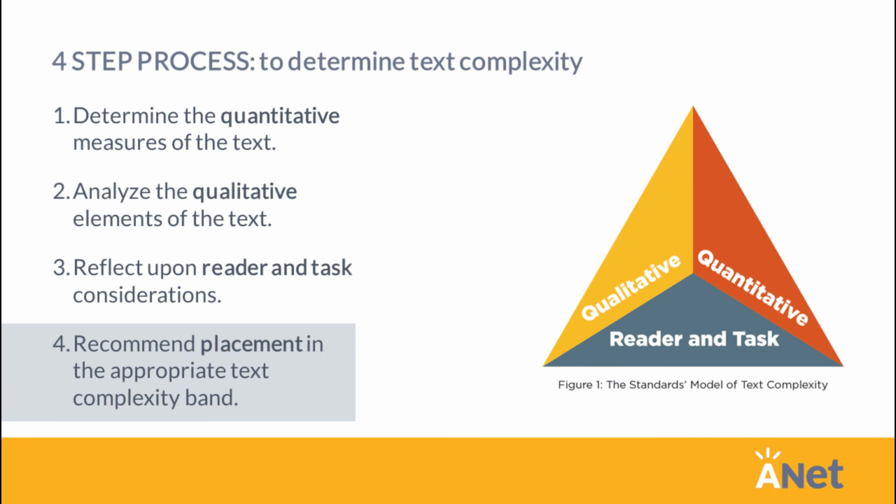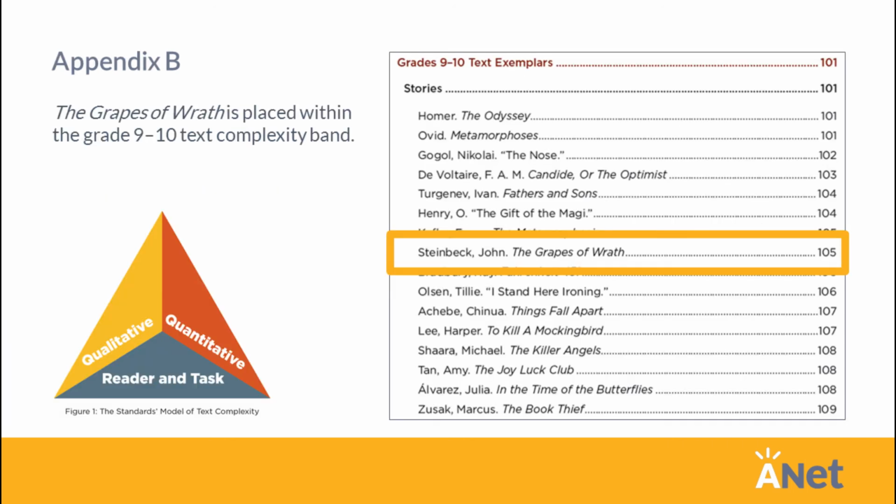So now that we've considered each dimension of this text complexity, we can finally fully recommend placement in the appropriate text complexity band. Earlier, we tentatively recommended that we place this text in the high school grade band. I think that recommendation still makes sense. And in this case, we can confirm our thinking via Common Core Appendix B, which places The Grapes of Wrath in the grades 9 to 10 band. If you're interested in reading more about the texts that Common Core has selected as exemplars for appropriate complexity in each grade level, click on the pop-up on your screen now. This will take you directly to Appendix B.